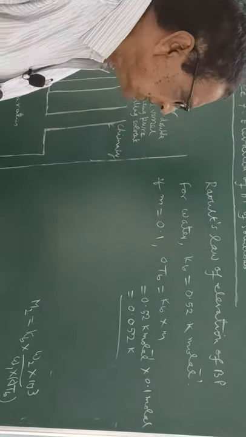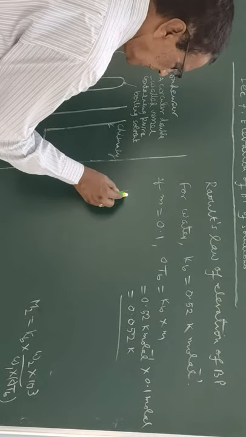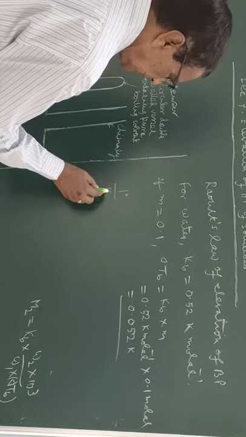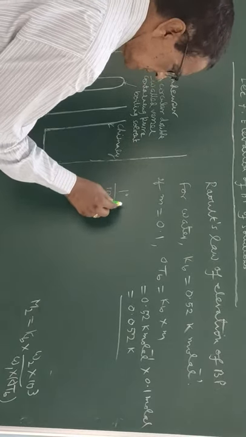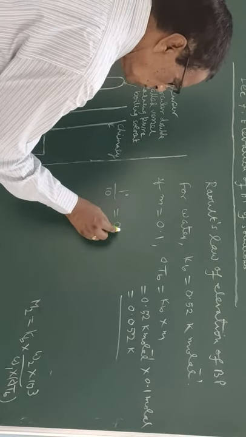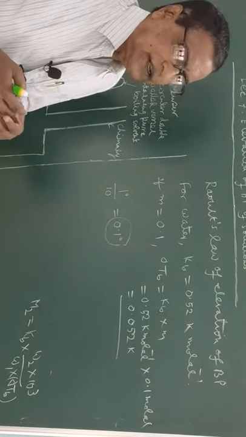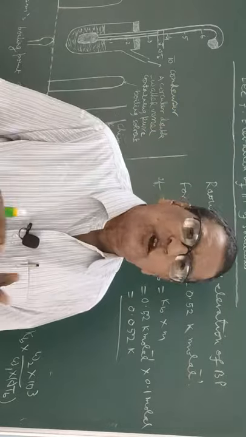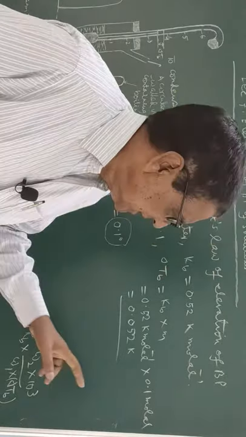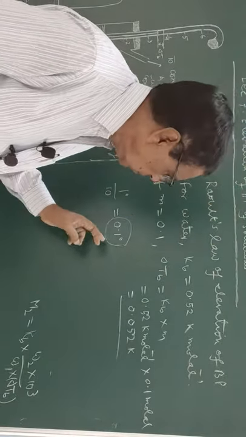This small temperature difference is not possible to determine by means of an ordinary thermometer. In case of an ordinary thermometer, 1 degree is divided into 10 equal subdivisions. So this one equal to 0.1 degree. It means 0.1 degree you can determine very accurately by means of an ordinary thermometer, but this is much less than 0.1 degree.